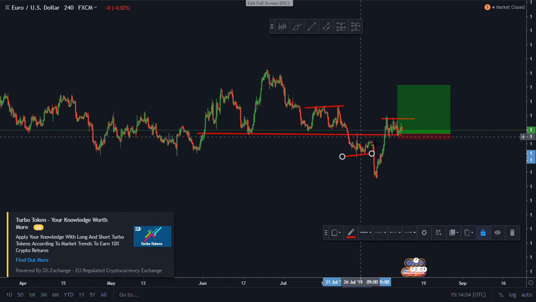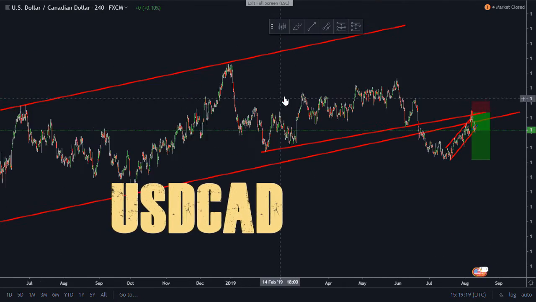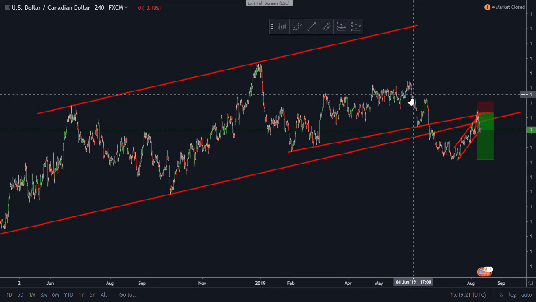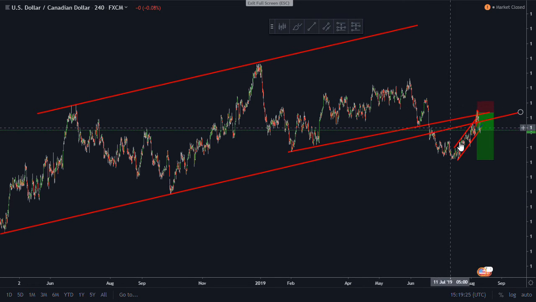So that's pretty much for EURUSD. Next pair is USDCAD. There are a lot of things that I didn't take into consideration on this pair last week. We only had this channel and we had a break, then we had an ascending channel towards resistance. So I didn't take into consideration this line.